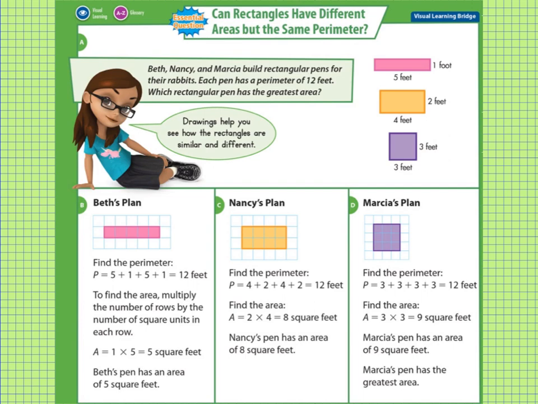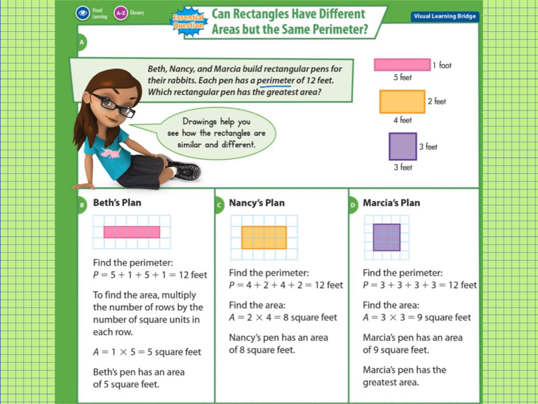And it says here at the top, Beth, Nancy, and Marcia build rectangular pens for their rabbits. Each pen has a perimeter of 12 feet. So all of these perimeters, when you add all of them up, they're going to be 12 feet. Which rectangular pen has the greatest area?